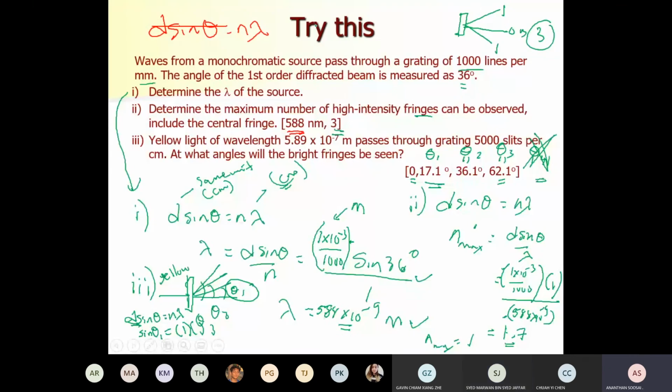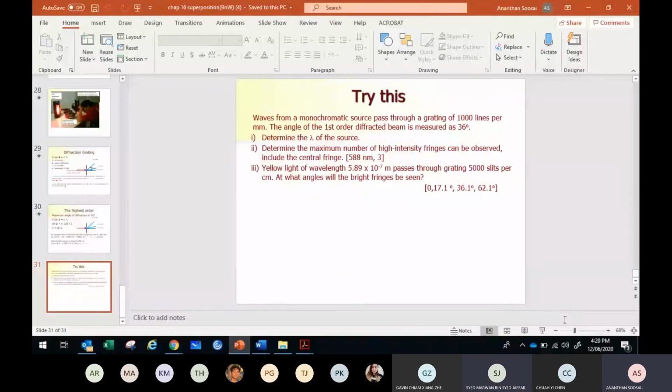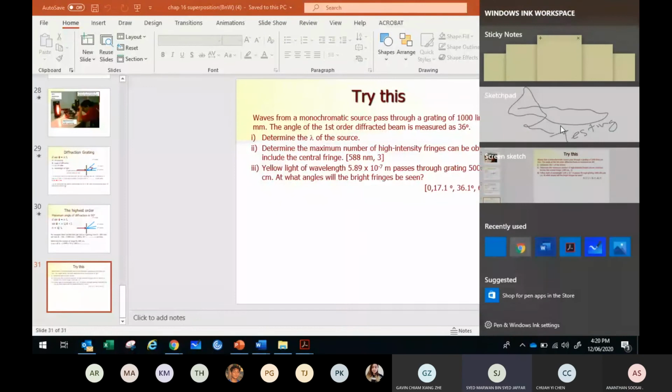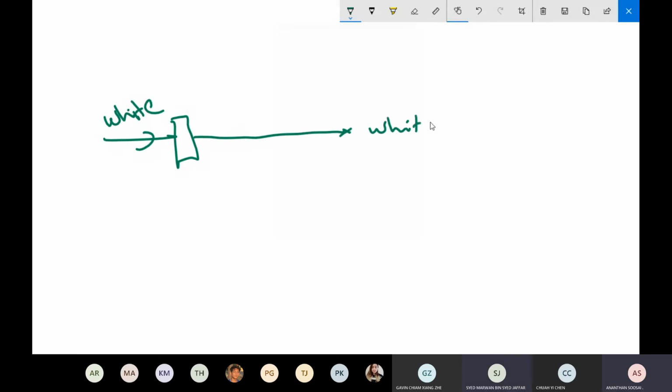Okay, before we finish this, I need to add something on top of this. Okay, you see, diffraction grating again. If you have a diffraction grating, let's say you shine a white light. What are you going to see? The center is going to be white. Then for the first order, what you're going to see is a spectrum.